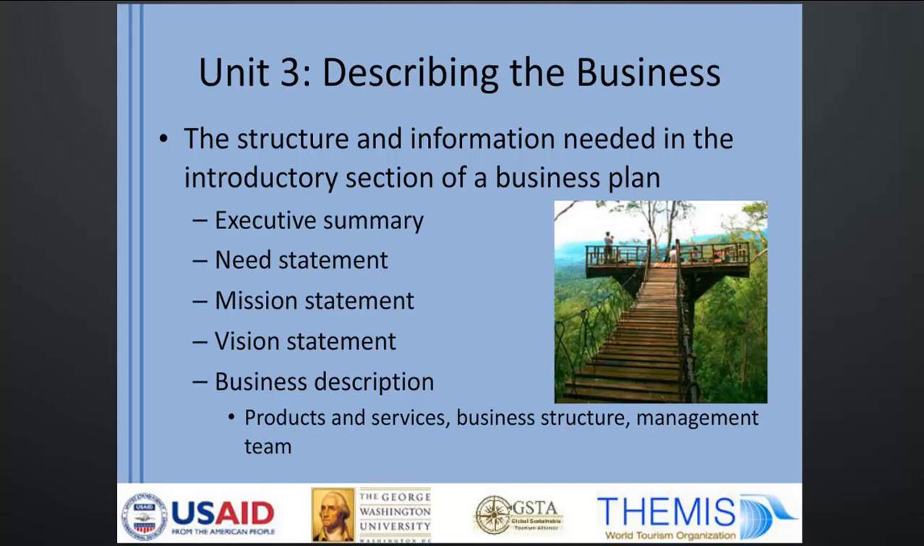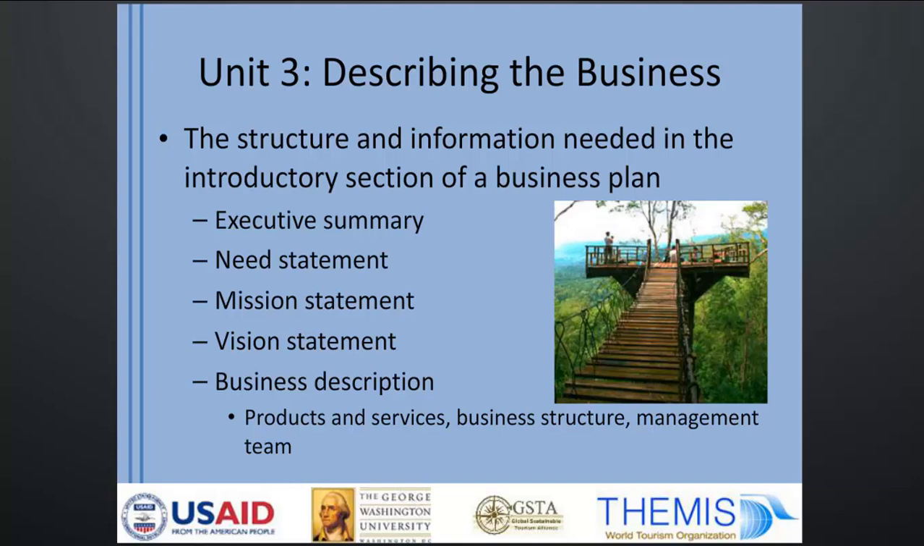The third unit, describing the business, includes both some aspects of business plans that you find within any business plan, whether it's tourism or some other industry or product. This includes things like an executive summary, a mission statement, a vision statement, which really sets forth goals, whether it's financial or marketing or operational for the business, as well as a description of the business itself. What is it selling? What is its structure in terms of, is it a cooperative? Is it some other form of legal structure? Who's involved in the management team?